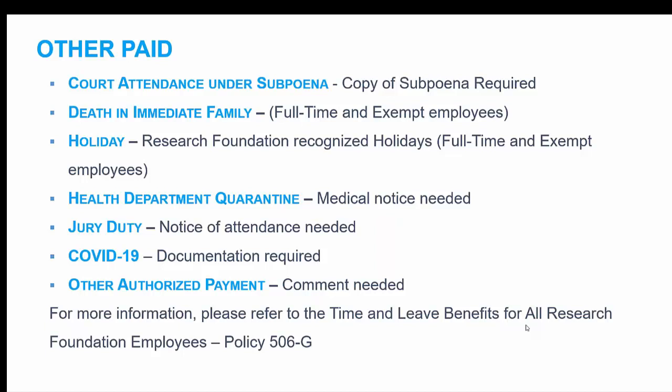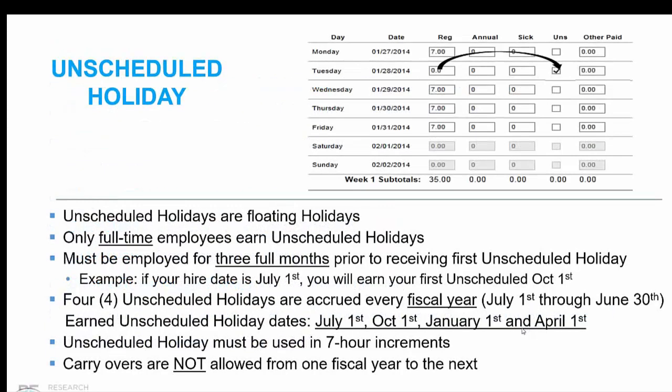Now, let's discuss unscheduled holidays. Unscheduled holidays are floating holidays. Only full-time employees earn unscheduled holidays. They must be employed for 3 months prior to receiving the first unscheduled holiday. Example: if your hire date is July 1st, you will earn your first unscheduled holiday on October 1st.